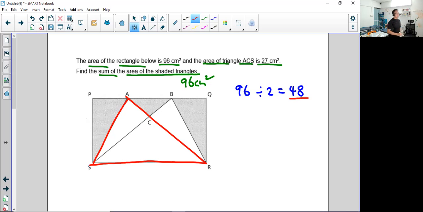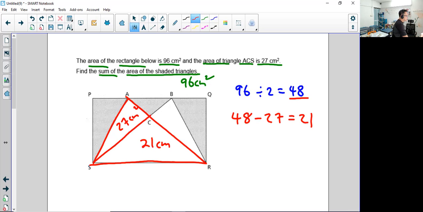So this red triangle is 48 centimeters square, and the area of triangle ACS is 27 centimeters square. So I just take 48, which is the area of the red triangle, and I minus 27, okay? And I will get 21, which is over here. So this is the 21 centimeters square. Okay, and then what do I do next?